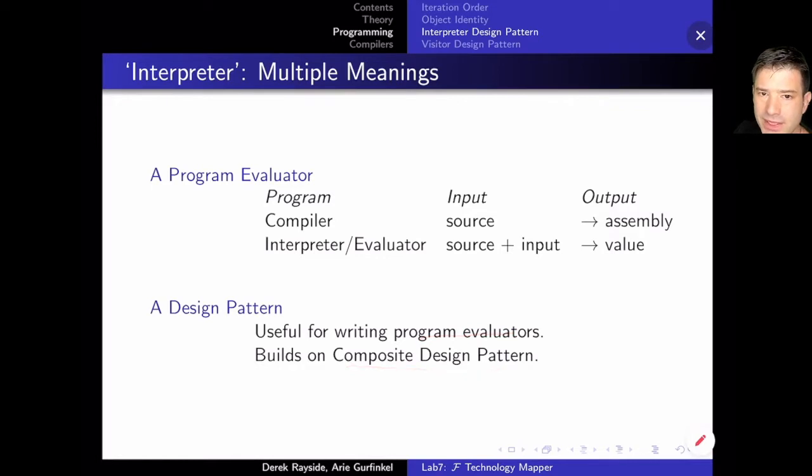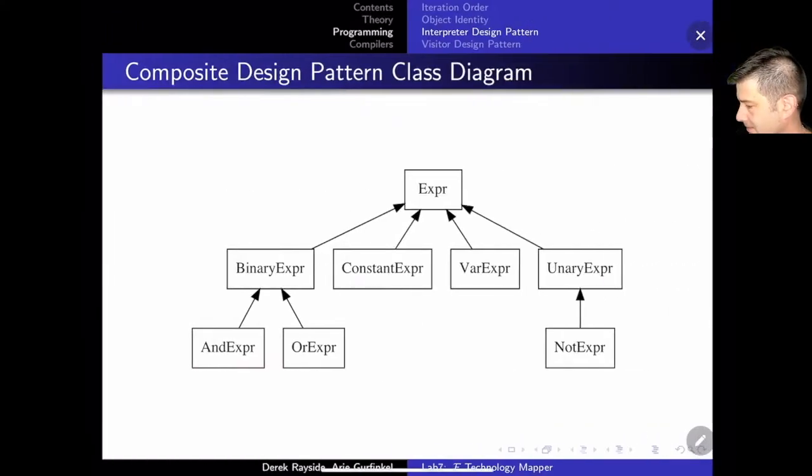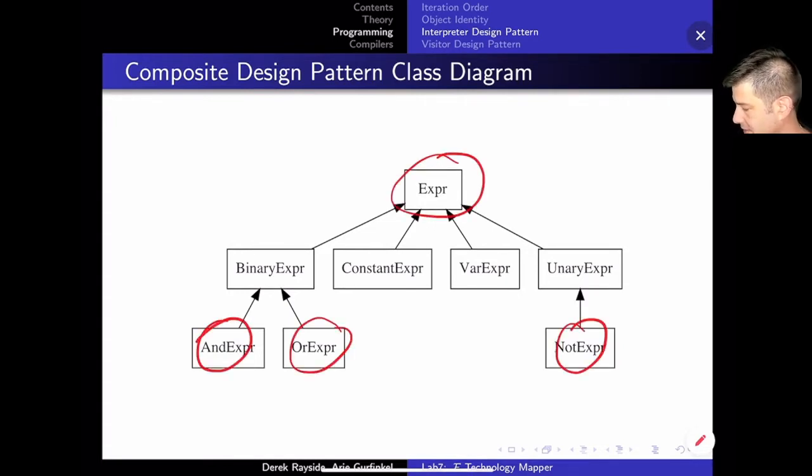Remember, a composite design pattern was a way to represent a hierarchy of elements, kind of like our expressions, where we structure the code so that we have a base superclass-like expression that represents a collection of other things, and then leaf classes like AND expression, NOT expression, and so on. So this is our composite design pattern class diagram for expressions. We have our composite, and then we have our leaf things in here, the NOT and the NOR.